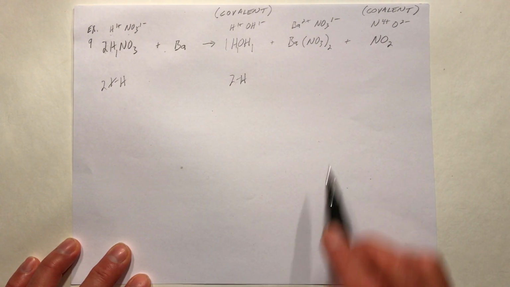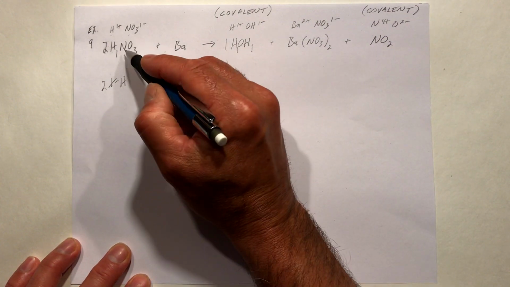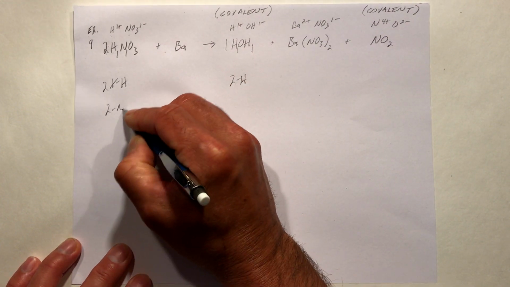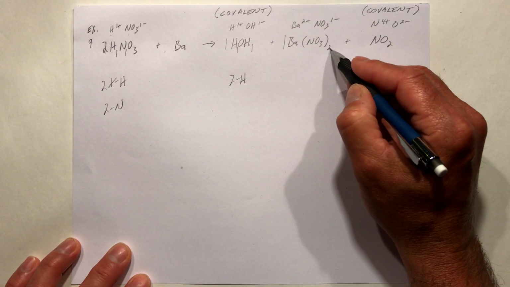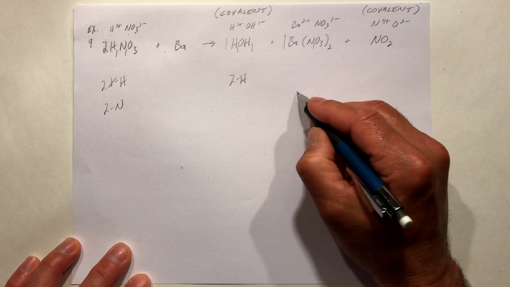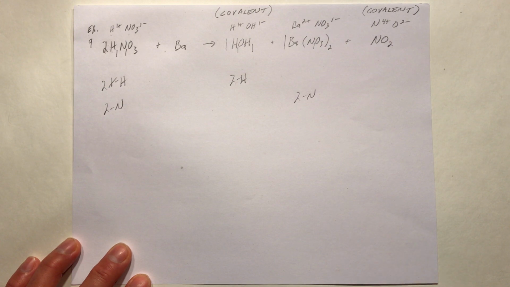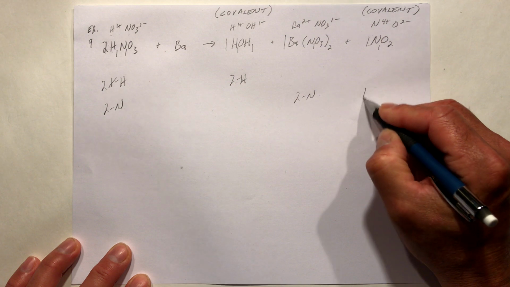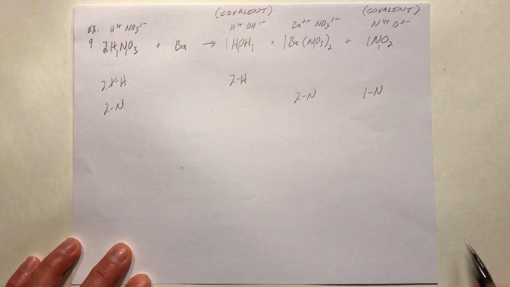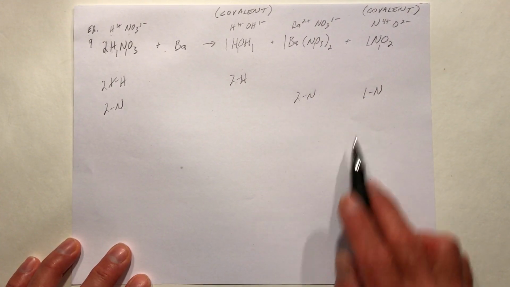Let's move on to the N's, and we've identified that we have to count the N's separately because they're all spread out here. So 2 times 1 is 2 N's on the left. And on the right-hand side, 1 times 2 is 2. 2 times 1 is 2 N's from the BaNO3 taken twice, barium nitrate. And 1 times 1 is 1 more N from the NO2, nitrogen dioxide. So that gives us a total of 2 plus 1, or 3 N's on the right.